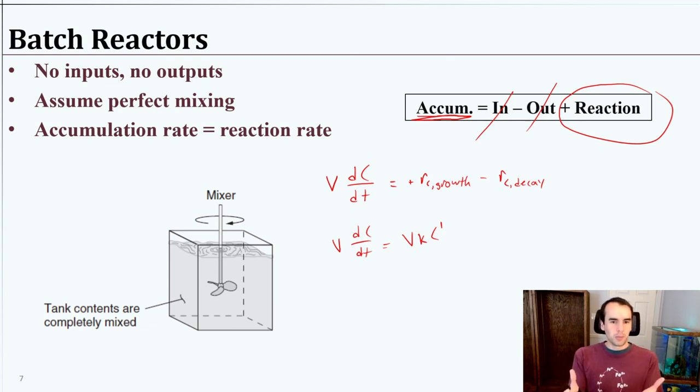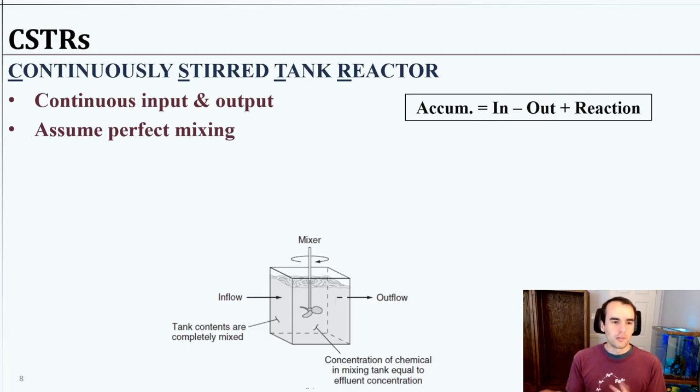It's kind of like a swimming pool. You fill it up, reactions occur, and at some point you might have to drain it, but you're not constantly filling and draining for the most part. In contrast to that, a CSTR, or a continuously stirred tank reactor, is the same thing, but they have constant inflow and constant outflow. So that's the key difference.